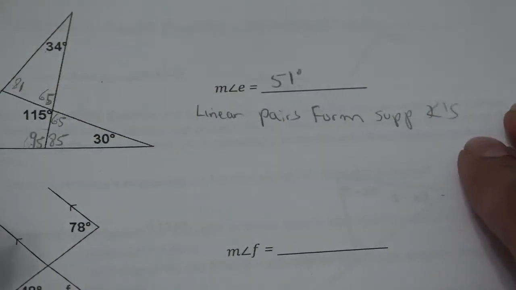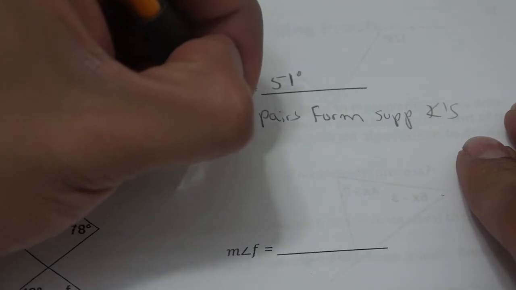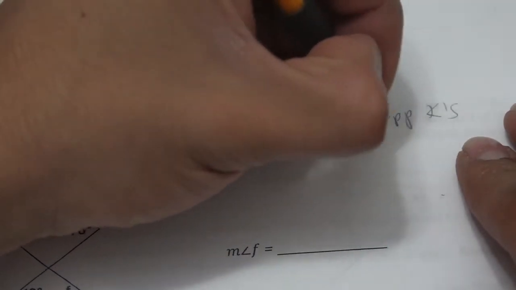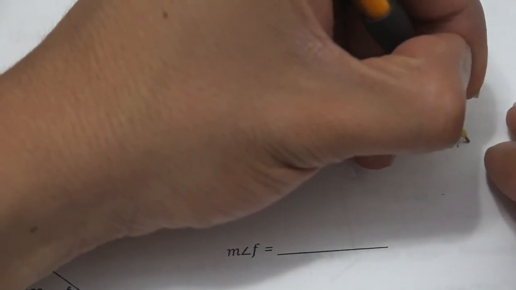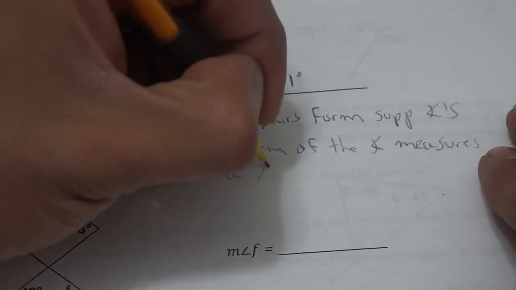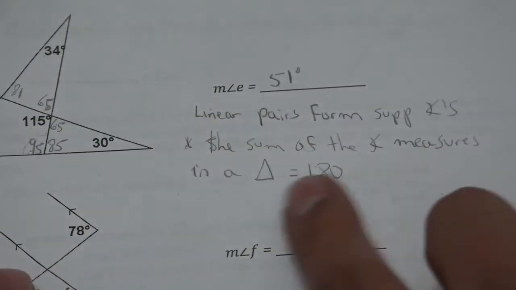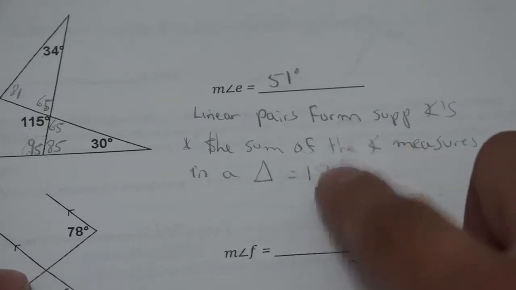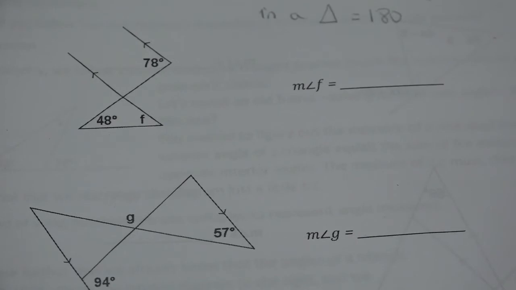Supplementary angles. What's the other one that you use? The sum of the angle measures in a triangle equals 180. Please make sure that on the test you write the whole thing. Right now I'm just showing you a couple of things, like symbols for angle and triangle. All right, measure of angle F.